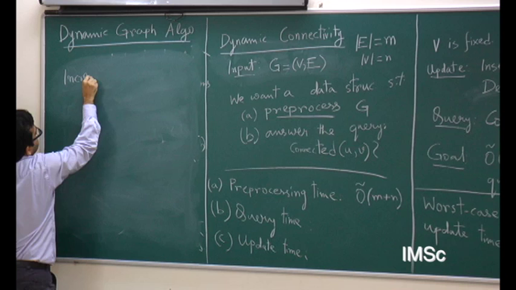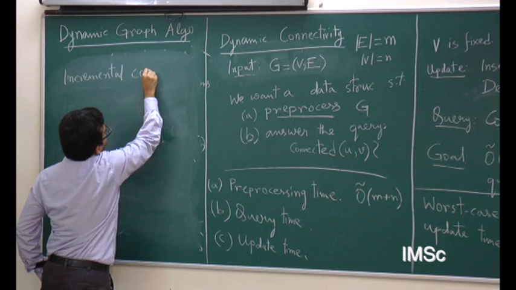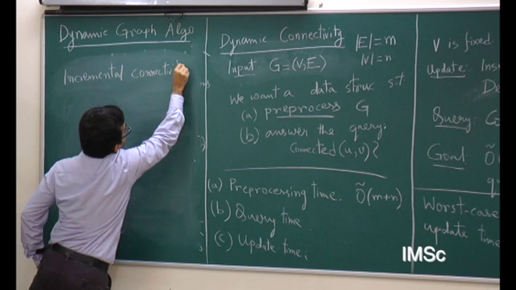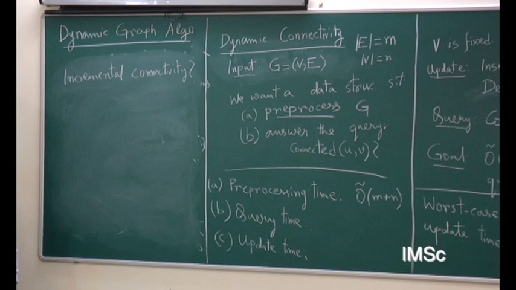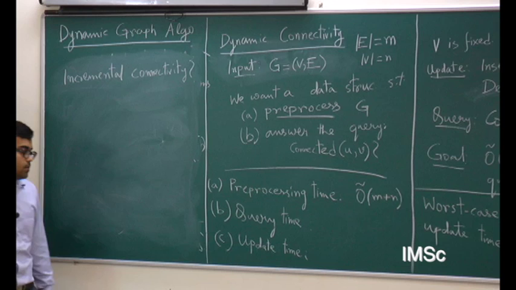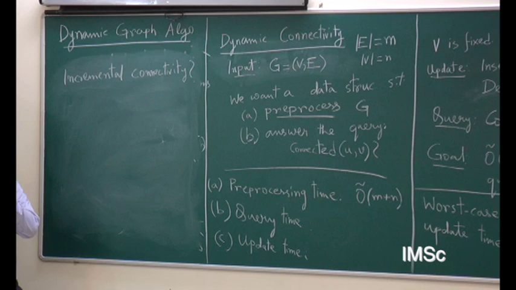First question, can we actually solve incremental connectivity quickly? Suppose edges are only being added and not deleted, and suppose you start from an empty graph. Can you give me a data structure with small query and update times? Union find. Exactly. You can see that it's exactly union find.